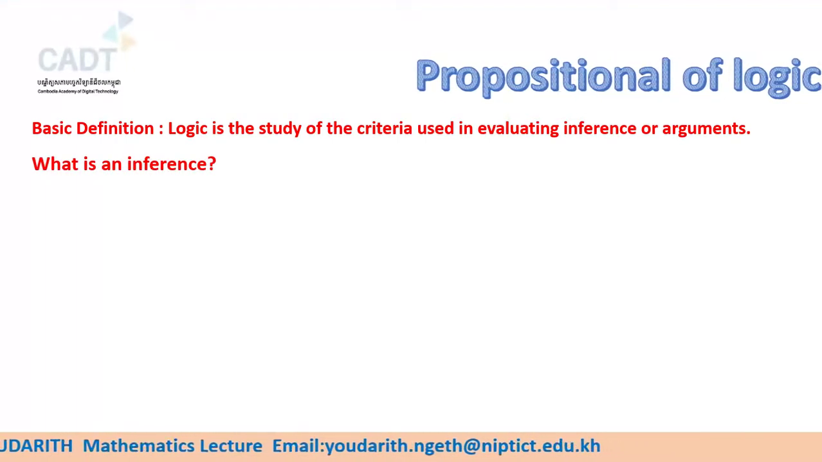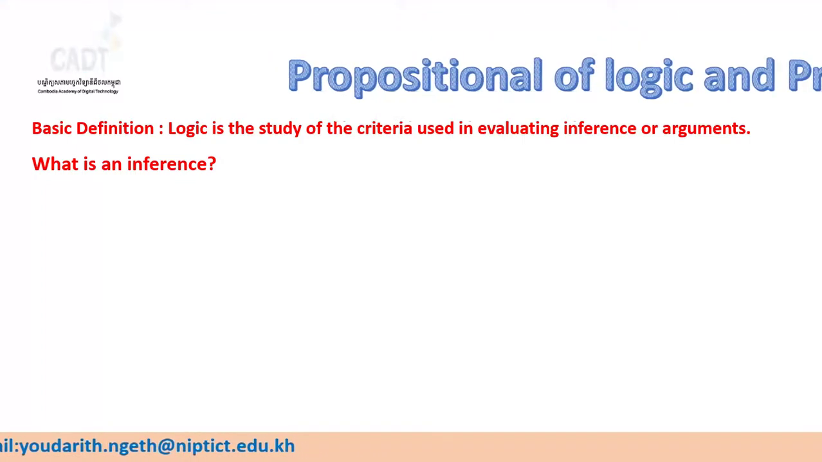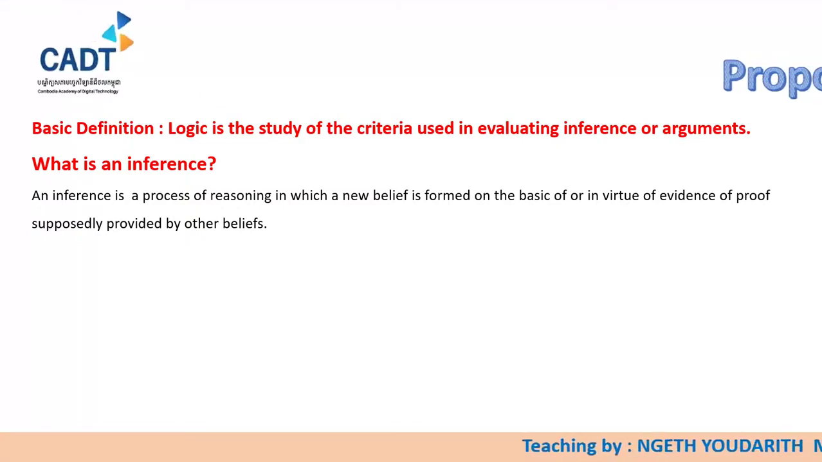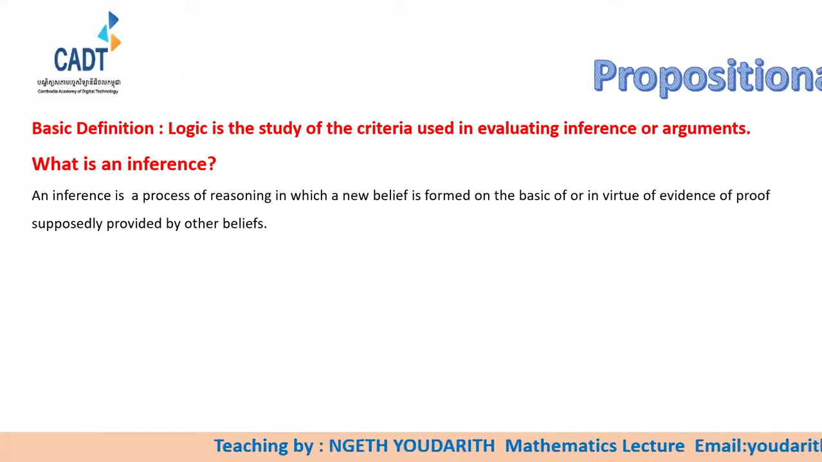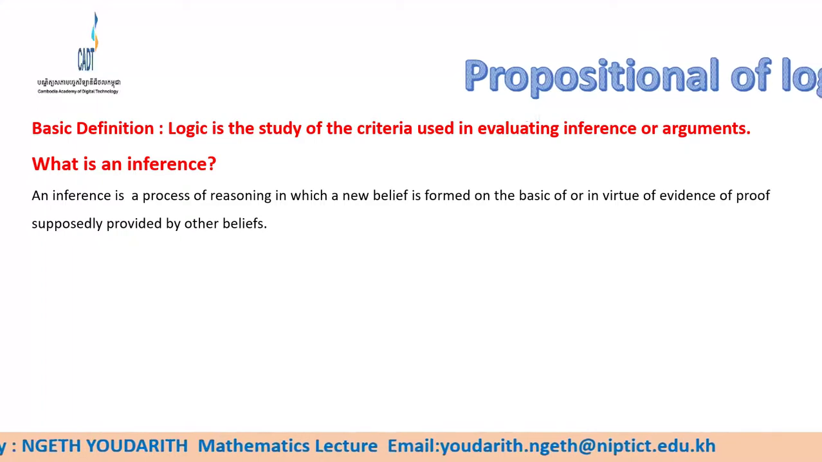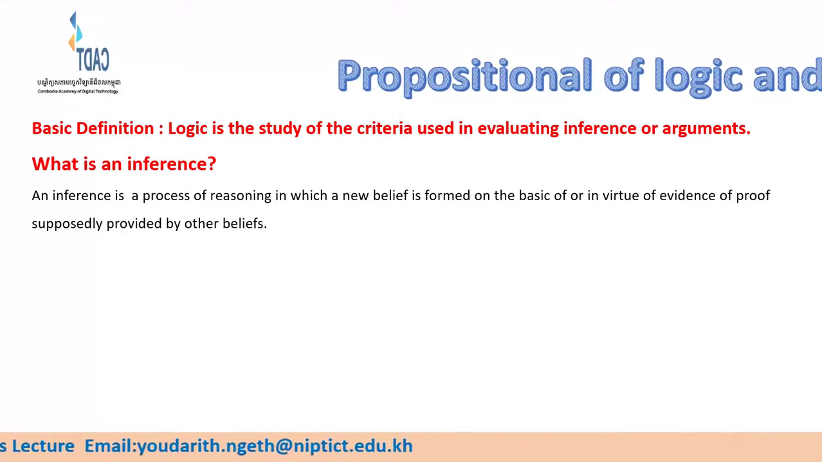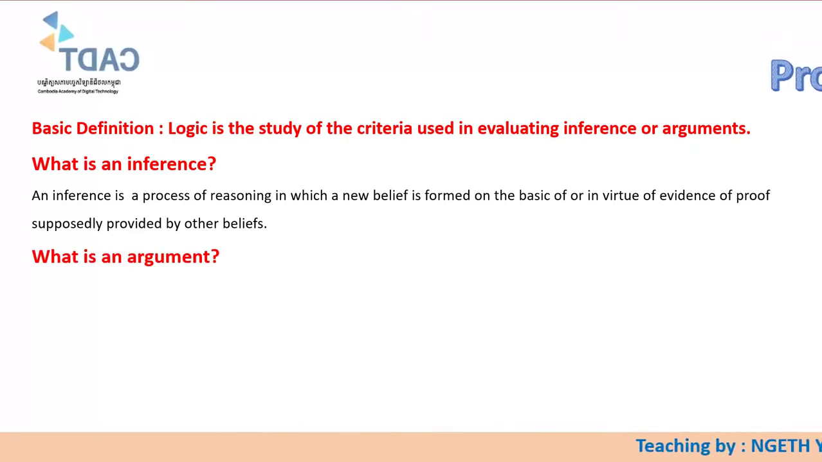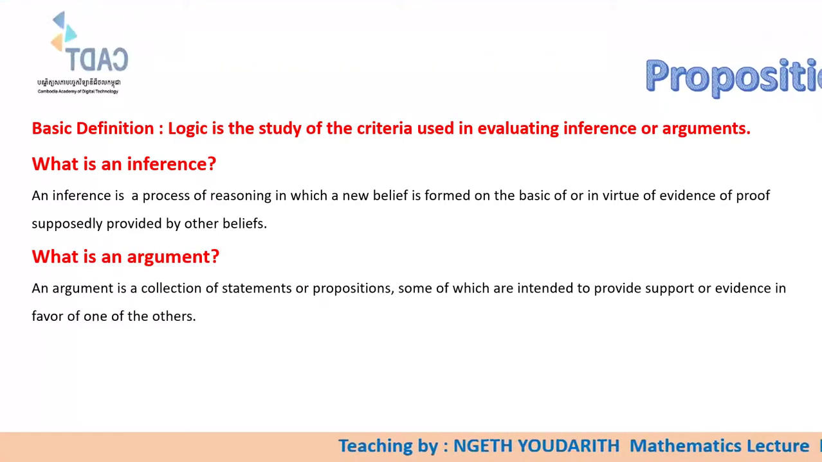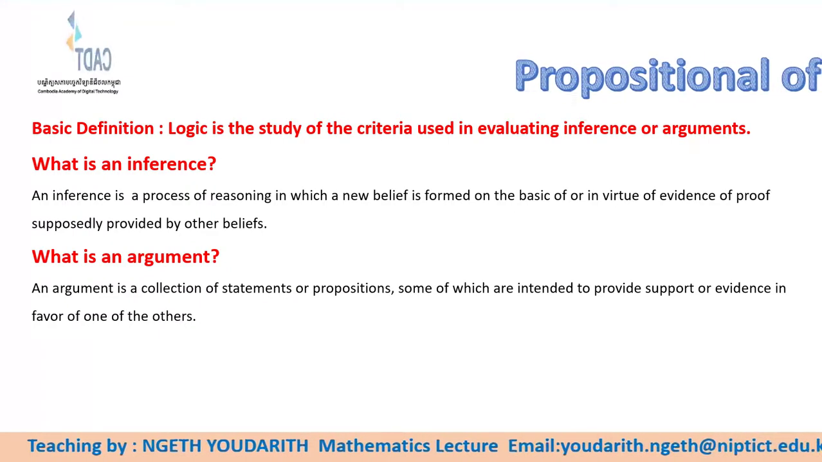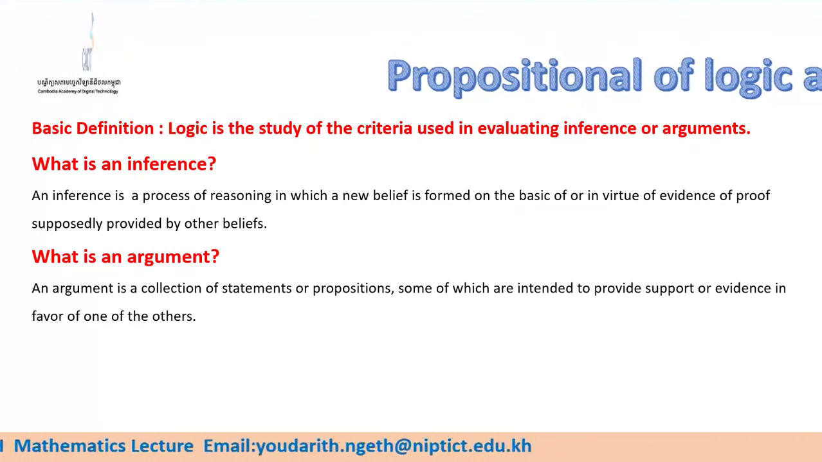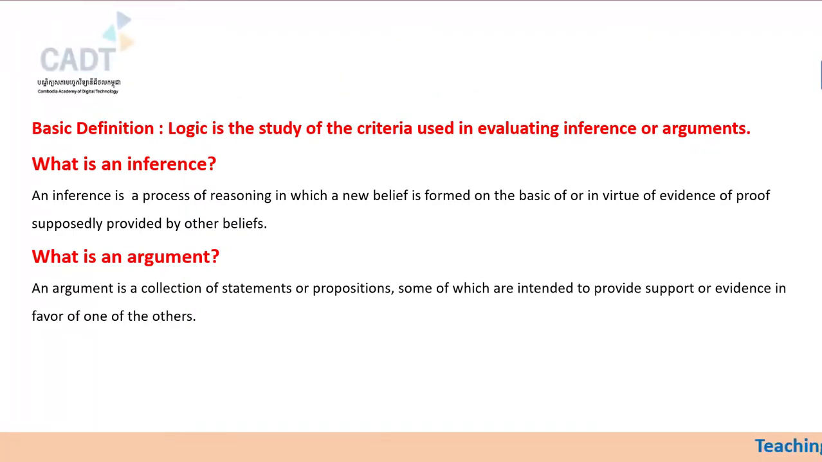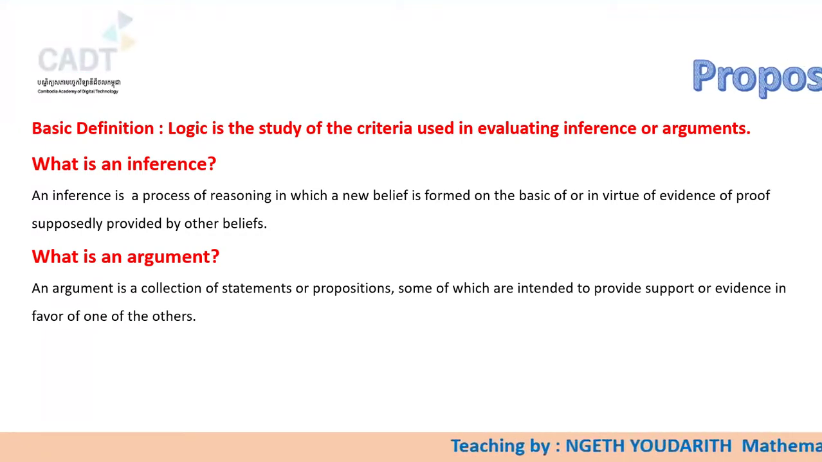And next, what is an inference? An inference is the process of reasoning in which a new belief is formed on the basis of, or by virtue of, evidence or proof supposedly provided by other beliefs. This is the inference. And what is axiomatic? An axiomatic is a collection of statements or propositions, some of which are intended to provide support or evidence in favor of one of the others. This is the meaning of axiomatic.